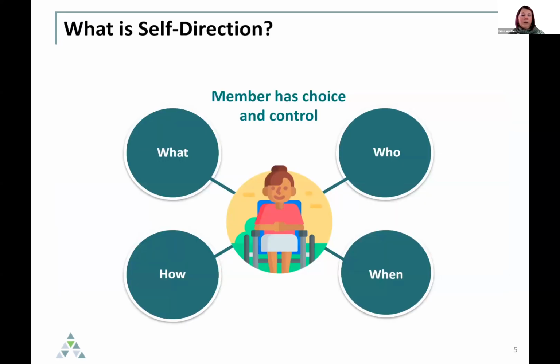To see it another way, you can notice that the person is at the center. In self-direction, the member has choice and control over what services they would like to use, who will deliver those services, how the services will be delivered, and when the services will be delivered.